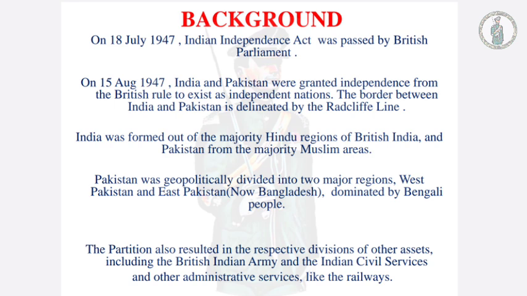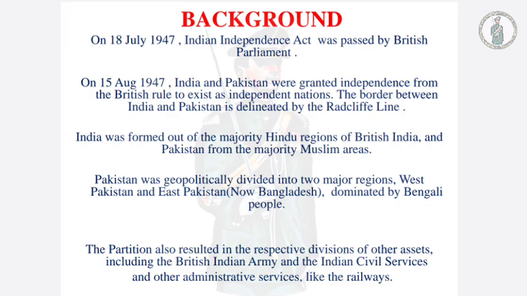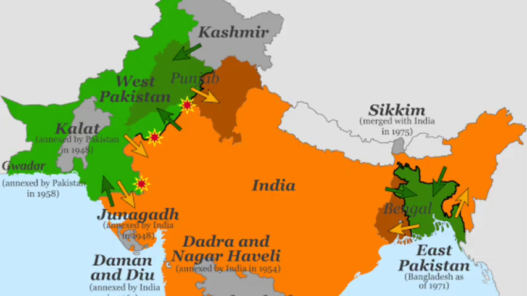On 18th of July 1947, the British Parliament passed the Indian Independence Act that finalized arrangements for partition. Finally, on 15th of August 1947, India and Pakistan were granted independence from British rule to exist as independent nations. India was formed out of majority Hindu regions of British India and Pakistan was formed from majority Muslim areas. Pakistan was geographically divided into two major regions, West Pakistan and East Pakistan, which is now Bangladesh, which was basically dominated by Bengali people.